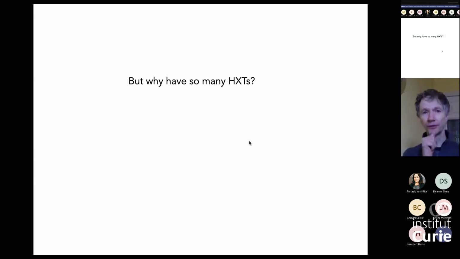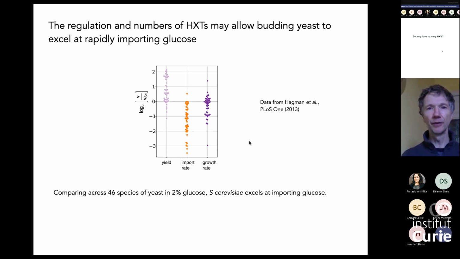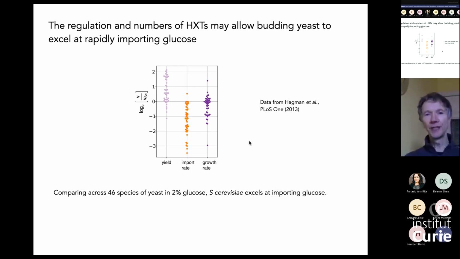Okay, but just to finish quickly, why have so many? I mean, why not have 3 or 4 HXTs? The answer is we don't really know. But what you can see is that budding yeast is very good at importing glucose. So this is some data from a paper in 2013.